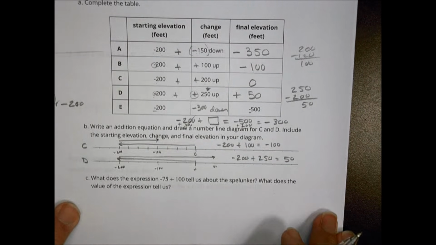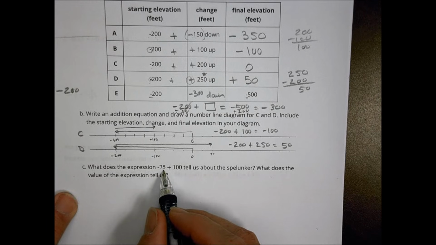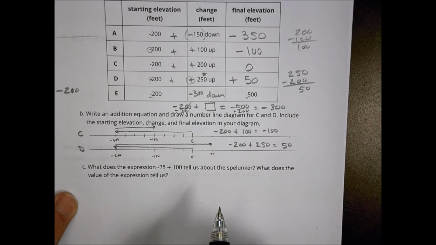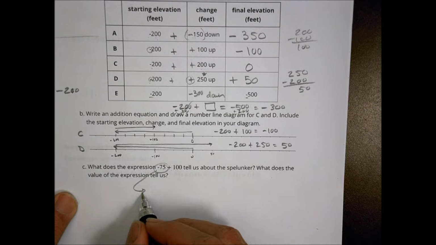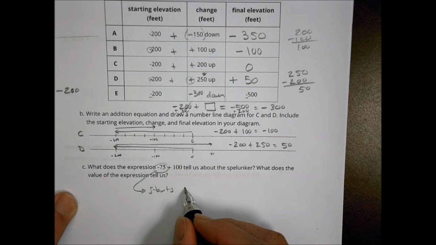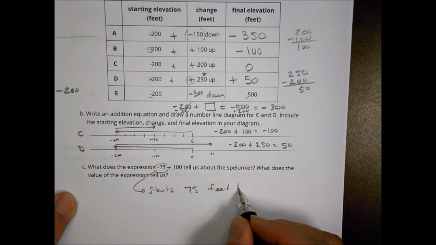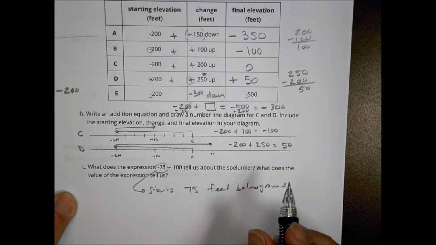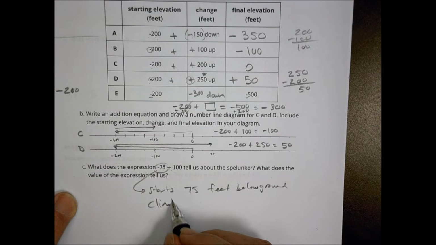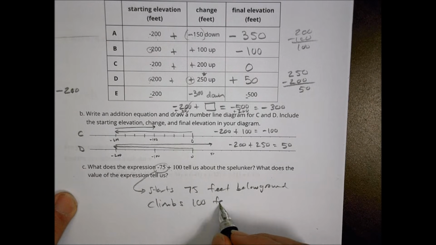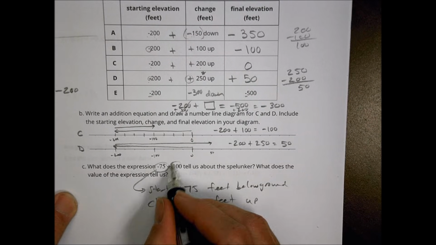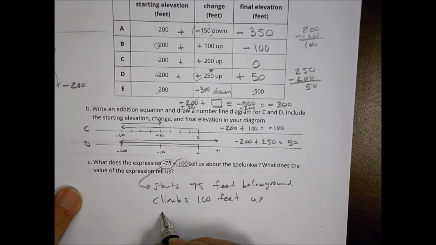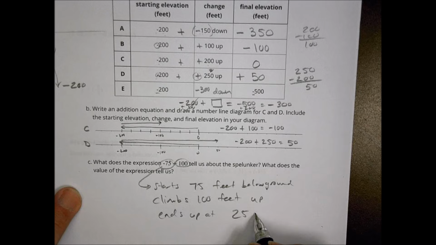Does the expression negative 75 plus 100 tell us about the spelunker? Well, it tells us that he starts 75 feet below ground. That's his elevation. And it tells us that then he climbs 100 feet up. And then he ends up at positive 75 feet above ground.